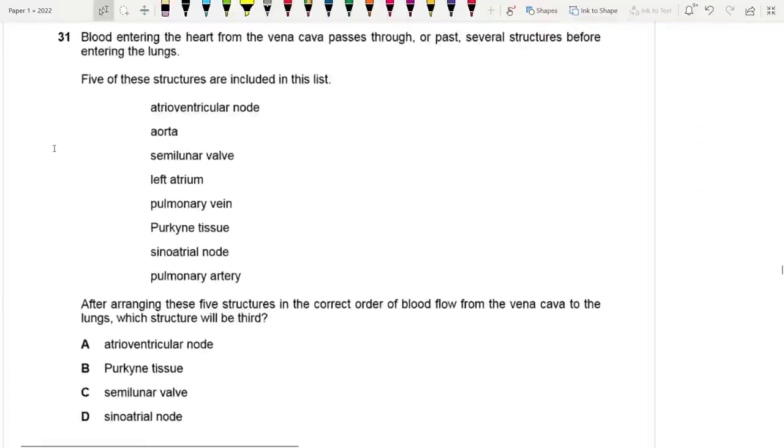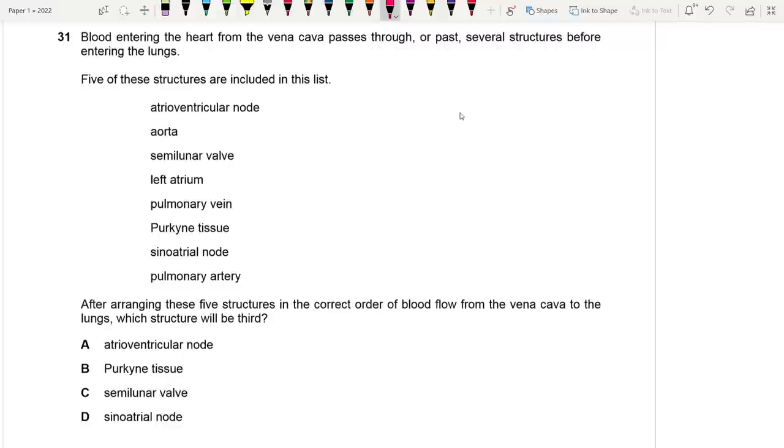So for 31, blood entering the heart from the vena cava passes through or past several structures before entering the lungs. There was a similar question in paper 2. After arranging these 5 structures in the correct order of blood flow from vena cava to lungs, which structure will be third? Okay. So 5 of these structures are included in the list, from vena cava before entering the lungs.